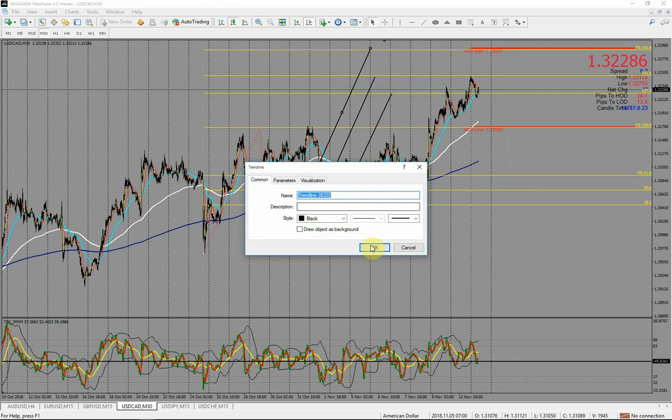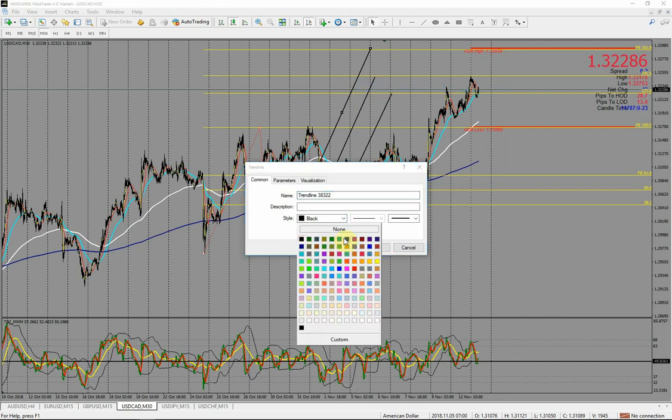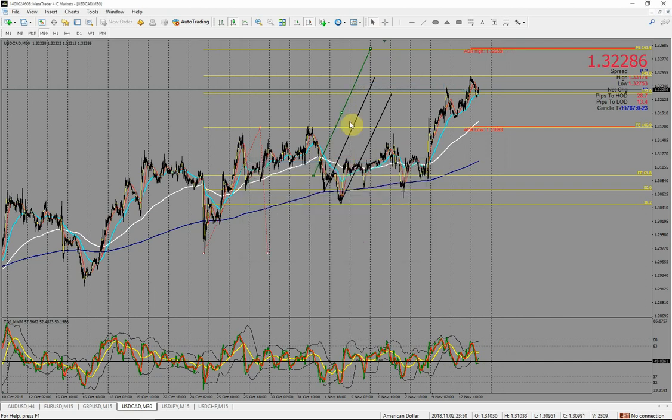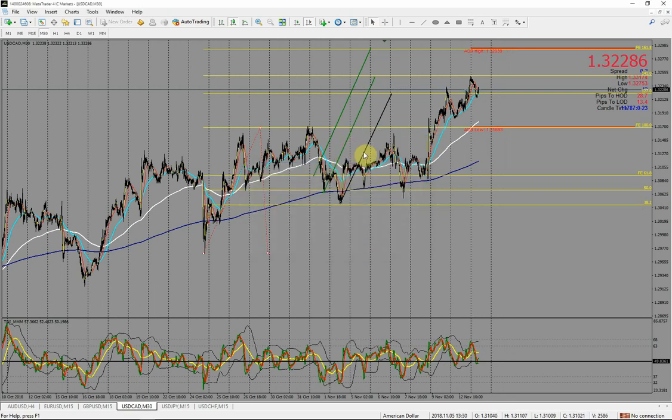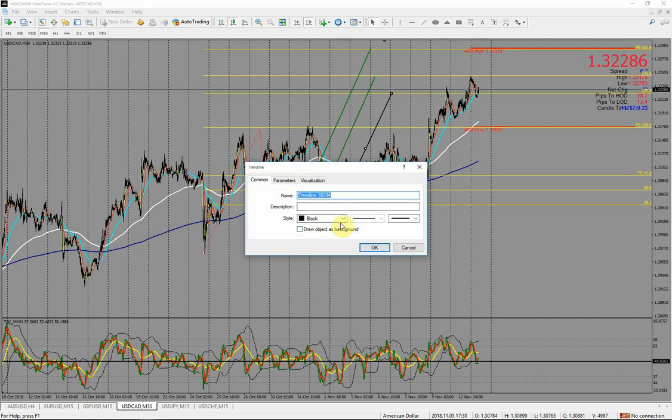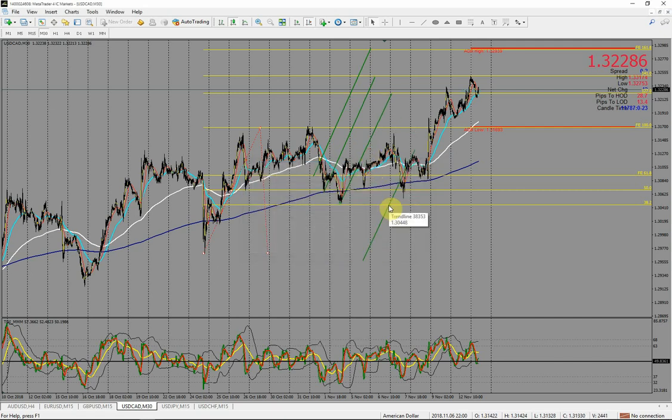So let me change that color into green to illustrate that it's going up. Yeah, so that's how it goes. And then let me just put the red line to show that it's a reversal.